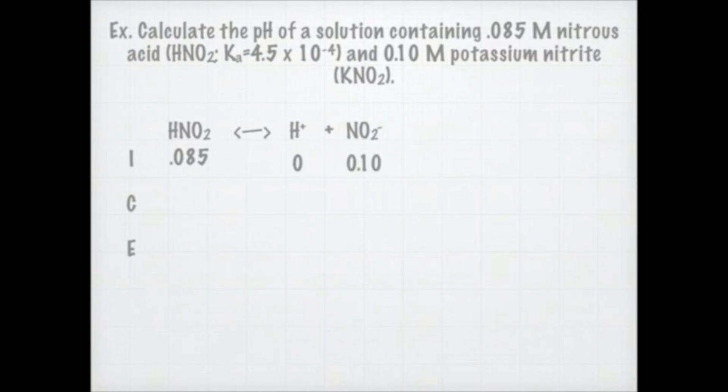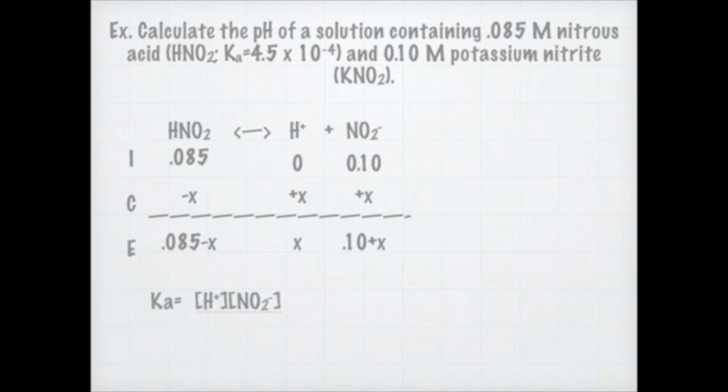Now I'm going to treat it just like I did before: minus X, plus X, plus X. So what I end up getting at equilibrium is 0.085 minus X, X, and 0.10 plus X. Now I can write my acid dissociation expression. My Ka equals the concentration of H plus times the concentration of nitrite divided by the concentration of nitrous acid. Now I can plug those values in. My Ka is 4.5 times 10 to the negative 4th. Concentration of nitrite ions is 0.10 plus X.